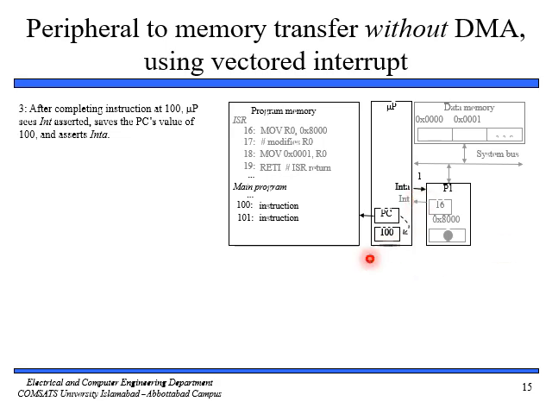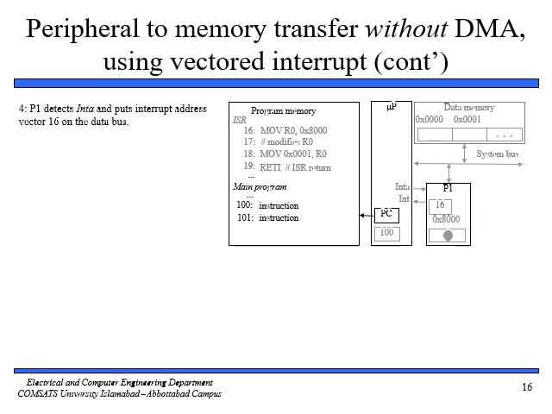Next, the program counter is getting stored, and the microprocessor sees the interrupt, and after seeing the interrupt it will assert a signal, that is interrupt acknowledge, to the port. In the fourth step, P1 detects int ack and puts interrupt address vector 16 on the data bus. So you can see here, after seeing int ack, it is putting the interrupt address vector 16 on the data bus.